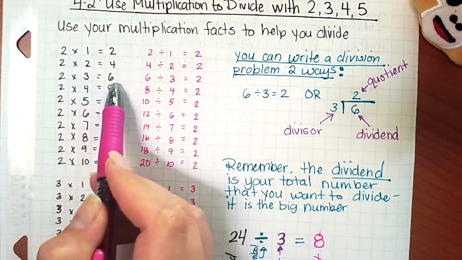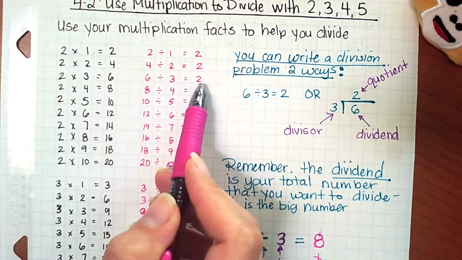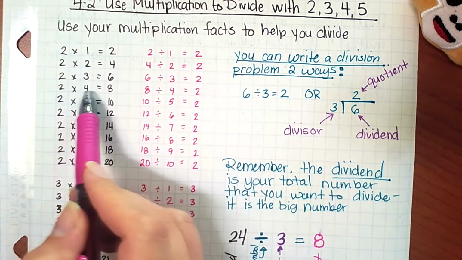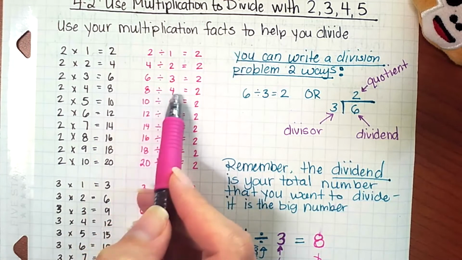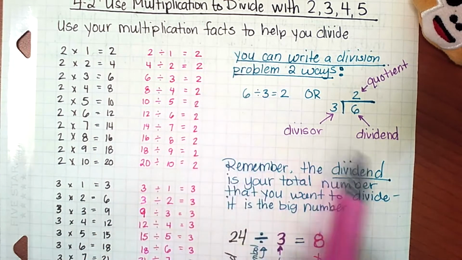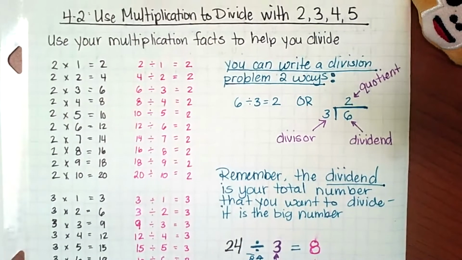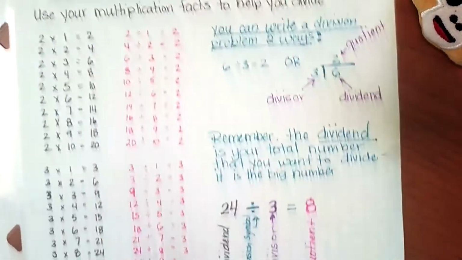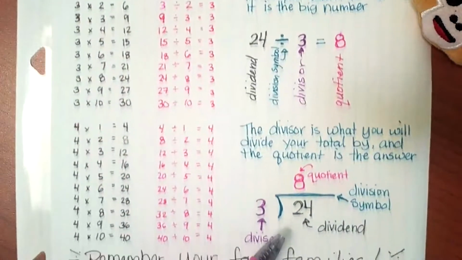So 2 times 3 is 6. 6 divided by 3 is equal to 2. 2 times 4 is equal to 8. 8 divided by 4 is equal to 2. They are inverses of each other. They are opposites. And this holds true for all of the facts, no matter which digits you're working on.